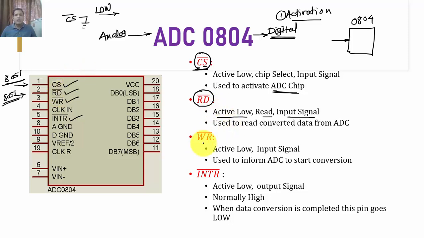The next one is the WR bar. WR bar is again a write enable, simple, active low input signal, right? Input signal in the sense that this signal is also given from the 8051 microcontroller. We are going to send the active low signal from the 8051 microcontroller, and it is basically used to inform the ADC to just start the conversion.